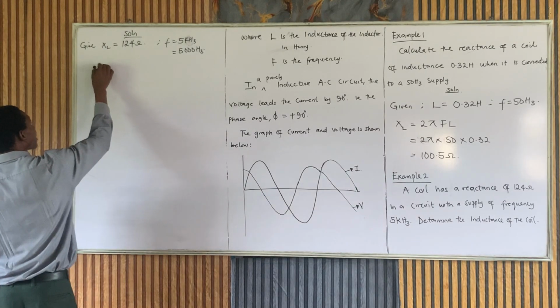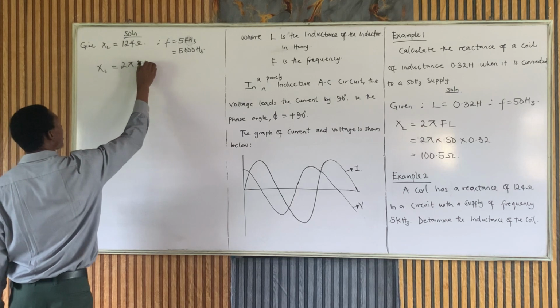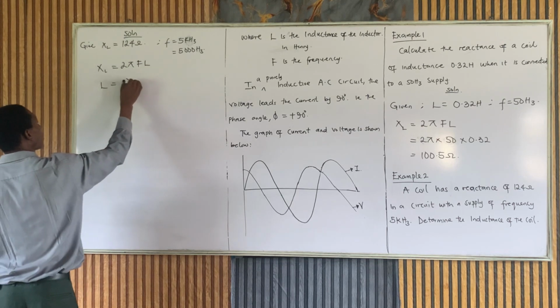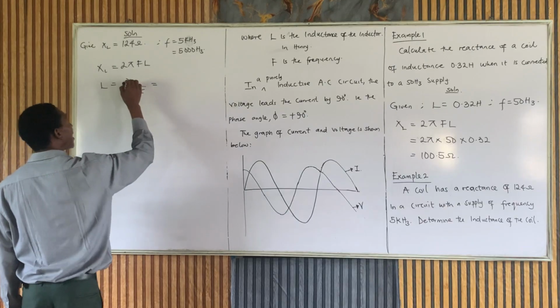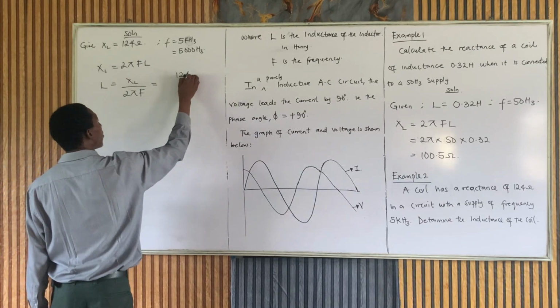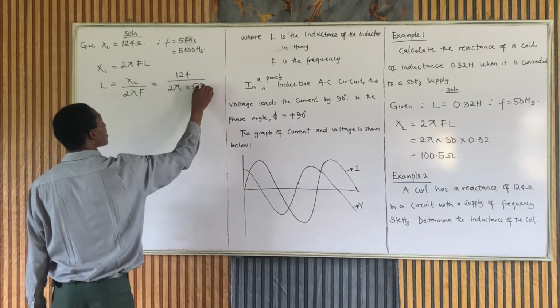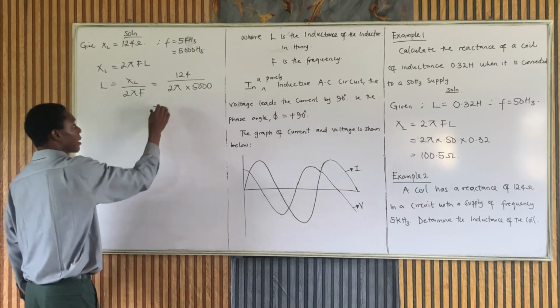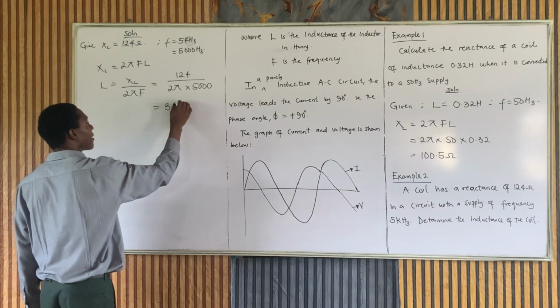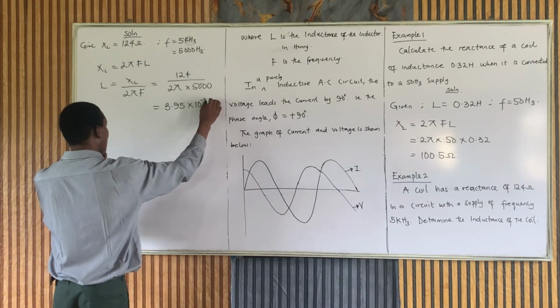We know that XL is equal to 2 pi FL. Then L itself will be XL over 2 pi F. Our XL is 124 divided by 2 pi times 5,000. This will give us 3.95 times 10 raised to the power minus 3 Henry.